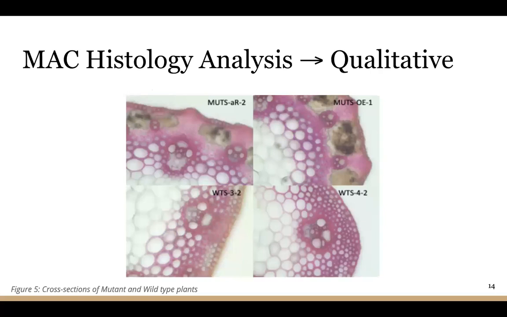Histological analysis showed that the mutant samples were irregular in structure and had noticeable changes in their interfascicular fibers when compared to wild-type samples. Mutant interfascicular fibers appeared thicker with necrotic areas embedded within.